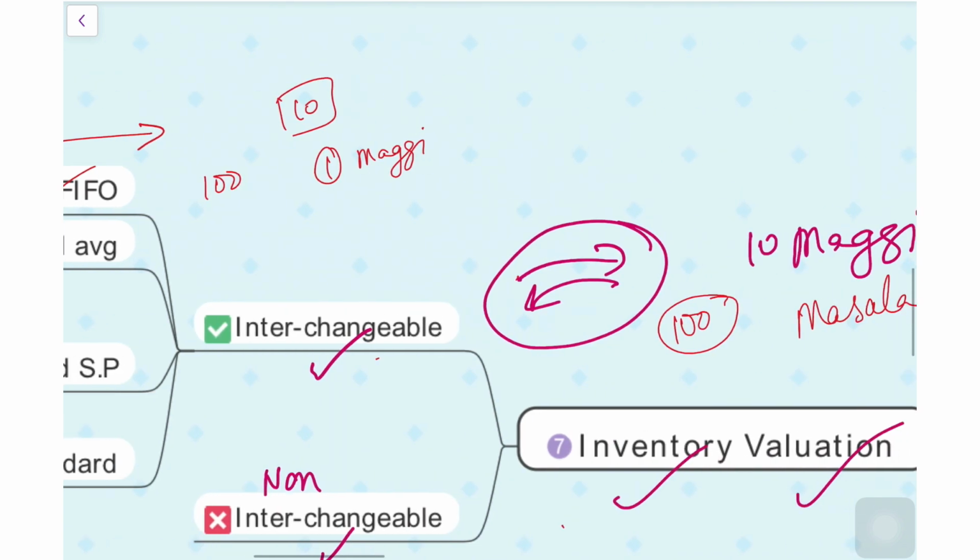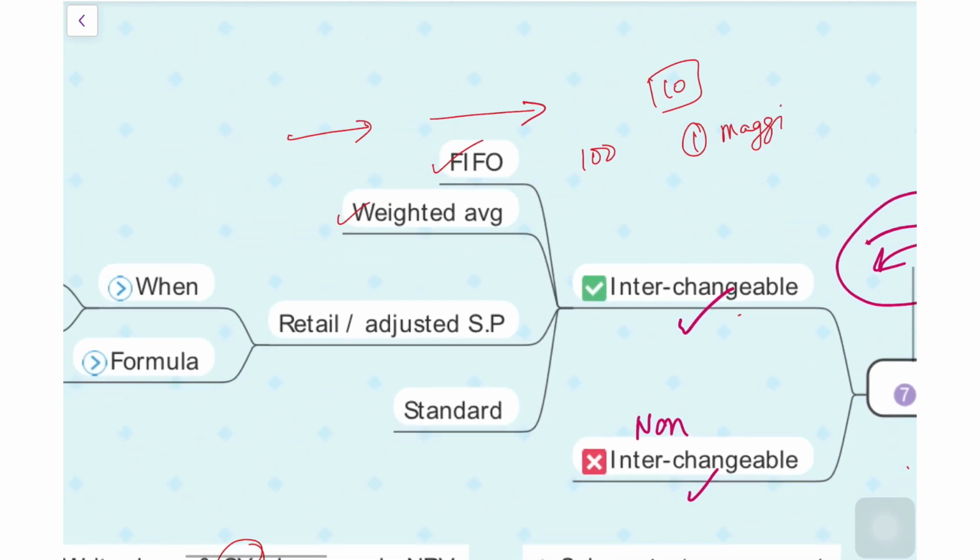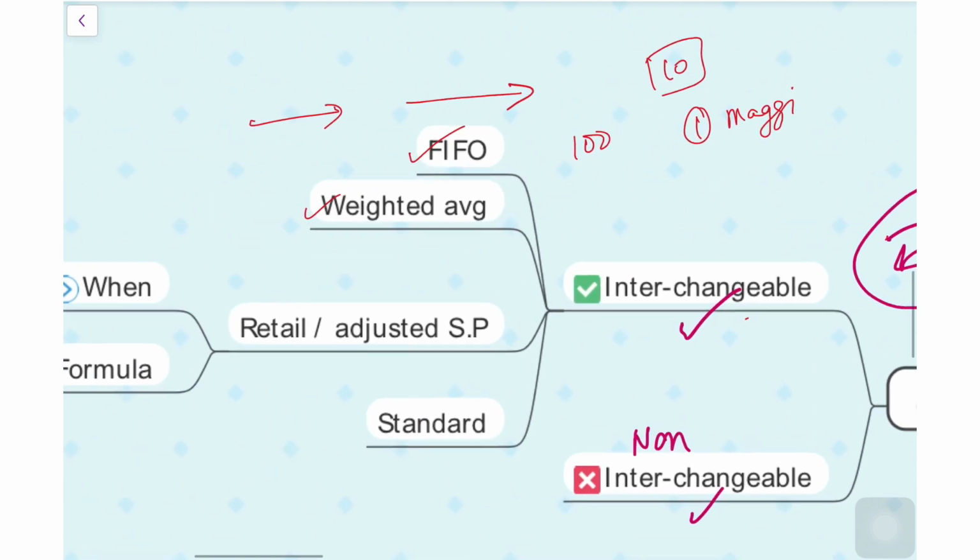Suppose using that 100 rupees masala, you produce 2 packets. Now imagine that if this 1 Maggi packet has been sold today, it was using that 100 rupees masala only. Even though this Maggi packet might have been produced later on, since you don't know when it was produced, you imagine that whichever has been sold first, you apply the earlier cost itself. So, first in, first out.